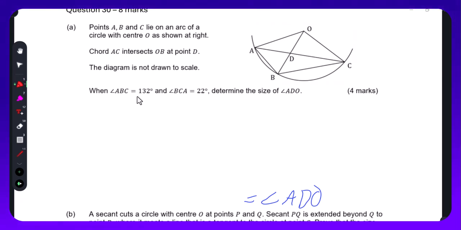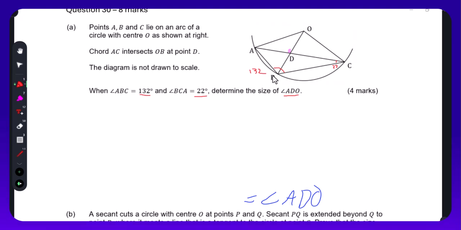Alright, let's have a look at this question. We need to find ADO. I'll just colour that in. So ADO is going to be this angle there. Things that we need, 132 is going to be over here. So I'll call that 132. This one over here, BCA, is going to be 22. I'll just write 22 underneath. Okay, and I need to find, like I said, ADO, which I've highlighted in purple.